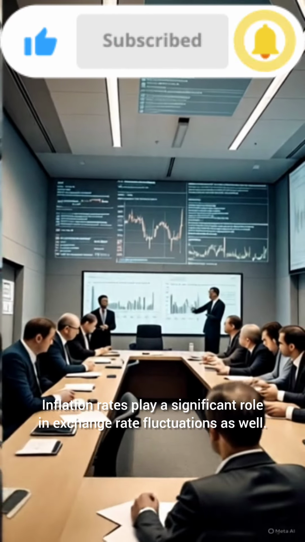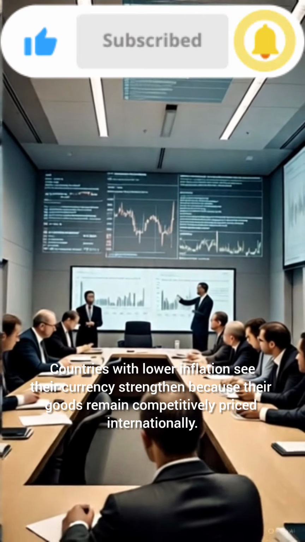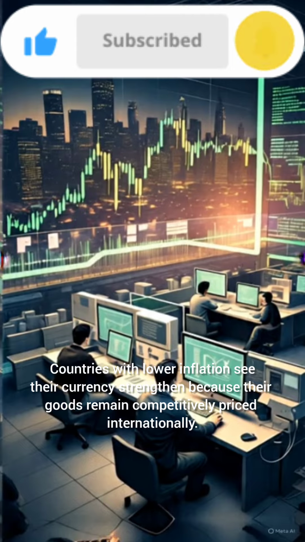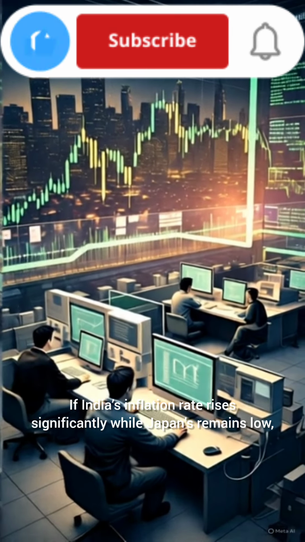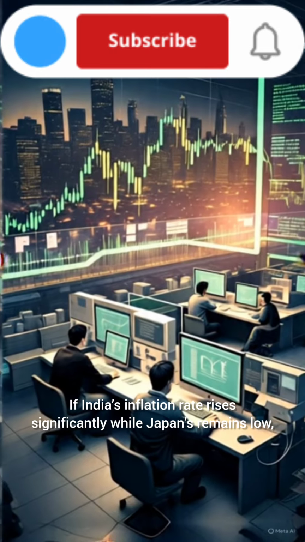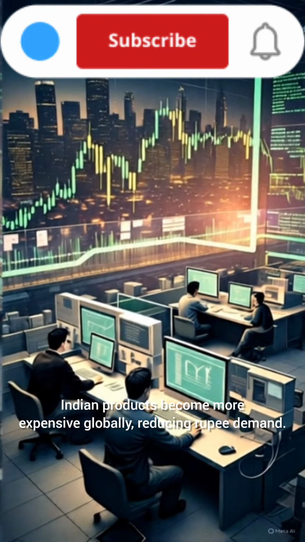Inflation rates play a significant role in exchange rate fluctuations as well. Countries with lower inflation see their currency strengthen because their goods remain competitively priced internationally. If India's inflation rate rises significantly, while Japan's remains low, Indian products become more expensive globally, reducing rupee demand.